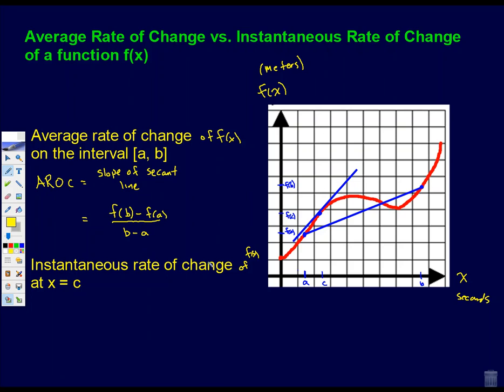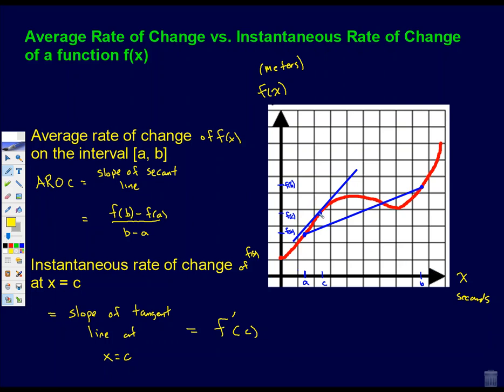So the instantaneous rate of change at x equals c, that's kind of the verbiage of what we're doing. But in the graphical form, that is the slope of the tangent line at the specific instant x equals c. And what we learned in the first unit was that that slope can be calculated with the function's derivative evaluated at that c.